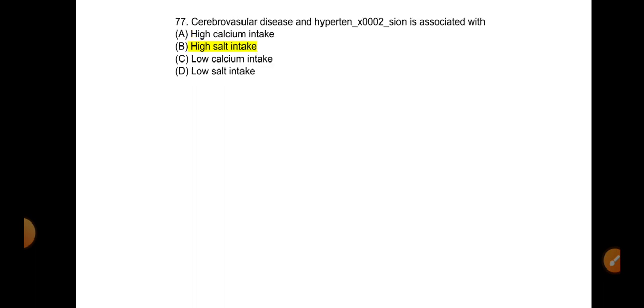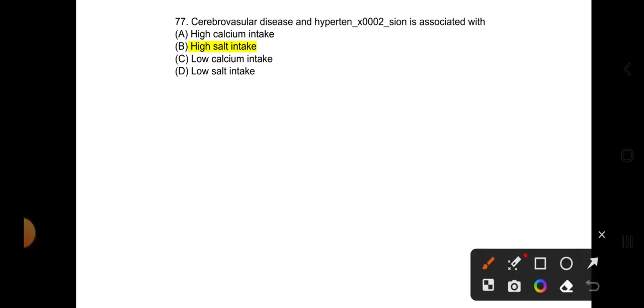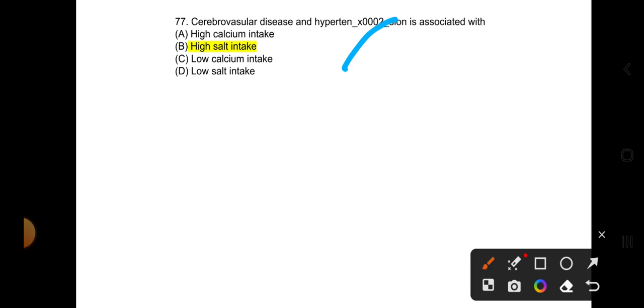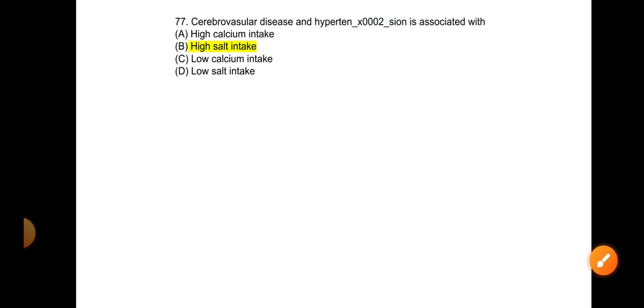76. Atherosclerosis and coronary heart disease are associated with the diet high in total fat and saturated fat. This you all know, that if there is deposition in your arteries or veins or blood capillaries, it is because of what? Fatty diet, and fat maybe there is saturated fat. 77. Cerebrovascular disease and hypertension is associated with the high salt intake. Why? Because sodium ion concentration will be increased in such, and water retention will be decreased here. So high salt intake.